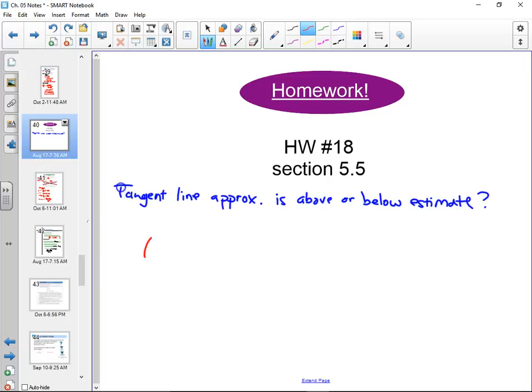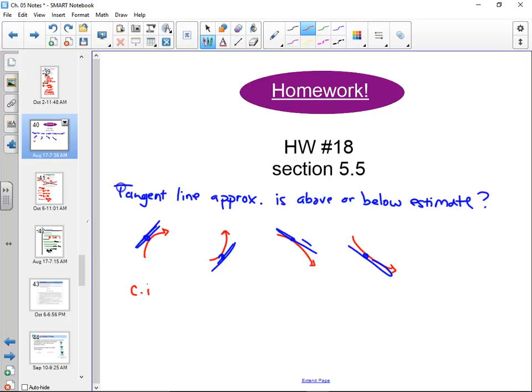What if the graph is increasing? What if the graph is decreasing? Question, where would the tangent lines be of this increasing graph? Above. Where would the tangent lines be of this increasing graph? See what I mean? Where would the tangent lines be for this decreasing graph? Above. Where would the tangent lines be for this decreasing graph? Below. It's not based on increasing or decreasing, but what is it based on?